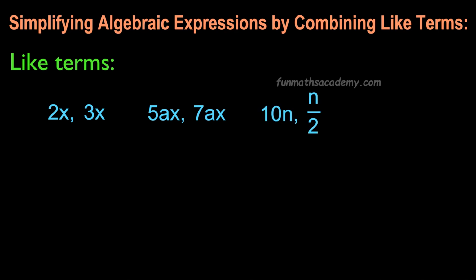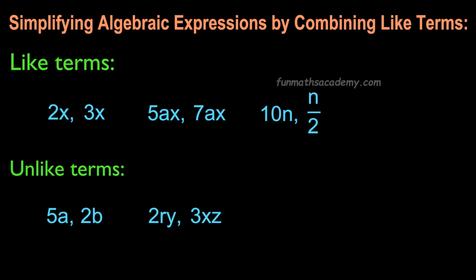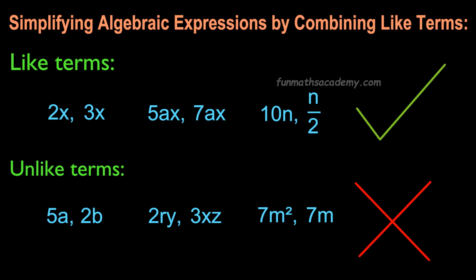If the variable parts are different in any way, they are not like terms. These are called unlike terms. For example, 5a and 2b, 2ry and 3xz, 7m squared and 7m. To simplify an algebraic expression made up of many terms, just add or subtract them. Only like terms can be added or subtracted. Unlike terms cannot be added or subtracted. Now let's simplify some expressions.